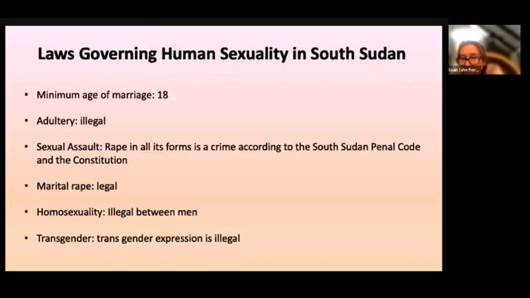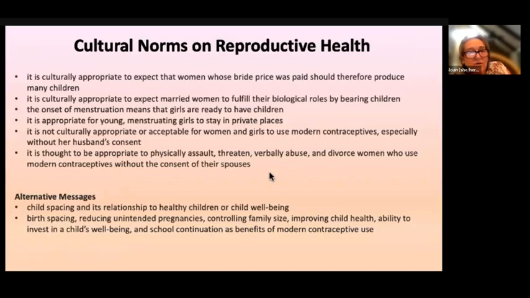I see that we're almost at the end of our time. I know we got started a little bit late, and I'm just going to skip, if I might, to one. I pulled up some laws on human sexuality in South Sudan. Adultery is illegal, rape is illegal, marital rape is still allowed. And I found it interesting that sex between men is illegal, but they don't say anything about sex between women. I don't know the situation on that, but there are some norms that impact reproductive health in South Sudan.